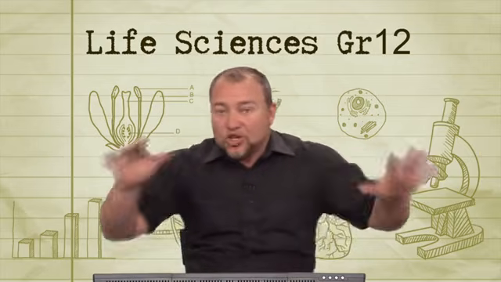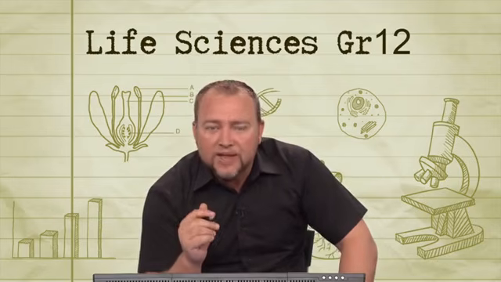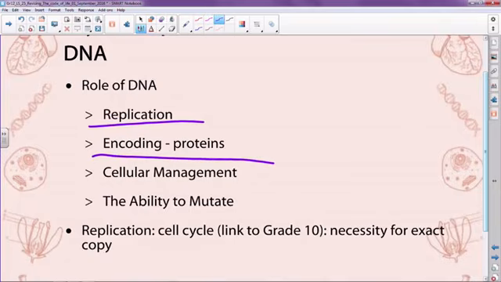Now, that was an overall look. The roles of DNA. Simple: replication, making new cells. They've got to go through cellular division, making new ones. So in other words, let's say mitosis, and then you get your DNA replication, making new DNA molecules. You've got encoding proteins, in other words, making certain types of proteins. You get cellular management. In other words, it tells the cell what to do. Then you get the ability to mutate, in other words, change, become different. Mutate means sometimes better, sometimes worse.